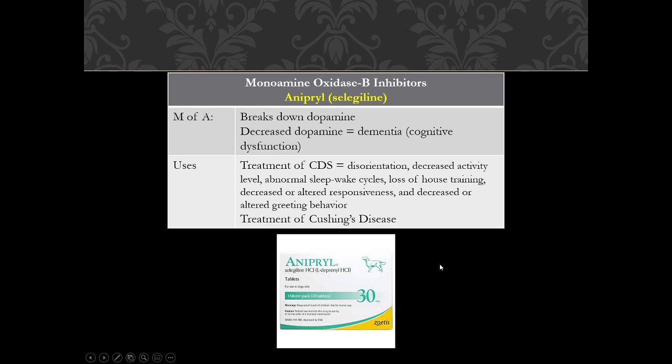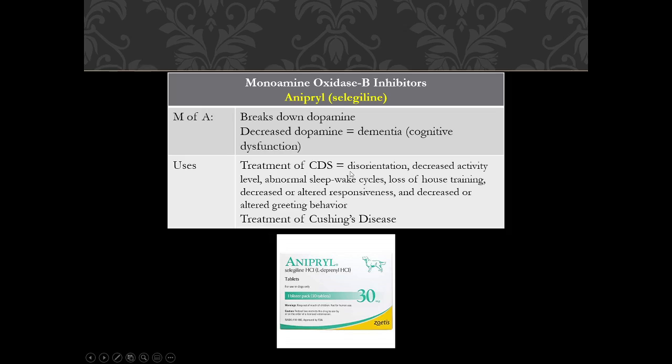Monoamine oxidase B inhibitors, MAOB, not MAO, just MAOI. This one is Anipryl or selegiline. This is used for a number of different things. It's used for Cushing's disease, but also used for the treatment of cognitive dysfunction syndrome. This breaks down dopamine, and when we have decreased dopamine, we have dementia or cognitive dysfunction.